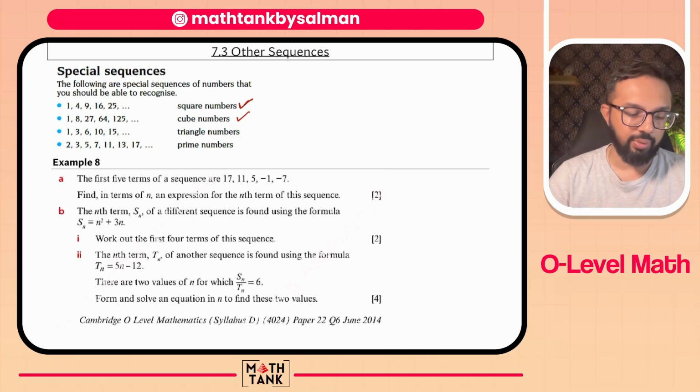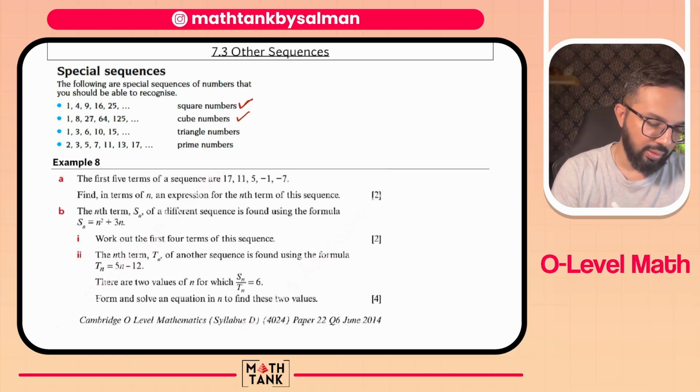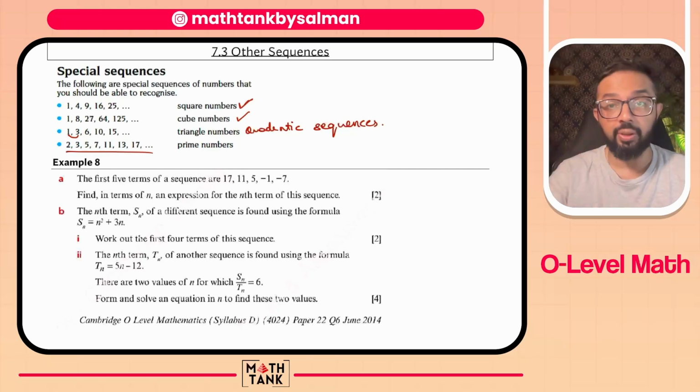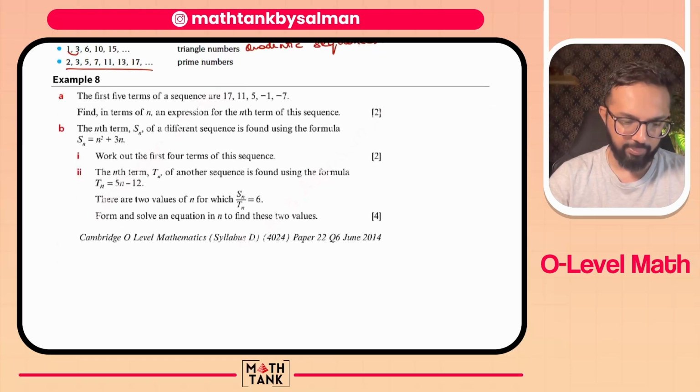Triangle numbers are also called quadratic sequences. We'll talk about these in detail later on. Then there are prime numbers. I think we've spotted prime numbers before, so we'll see those again in a bit.